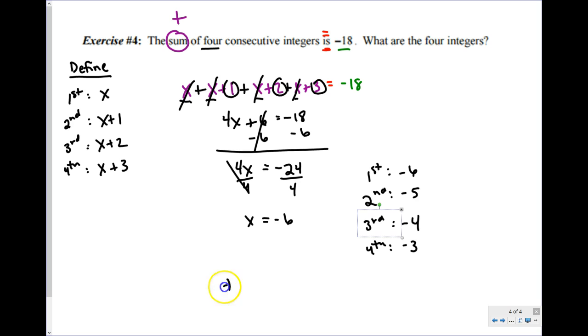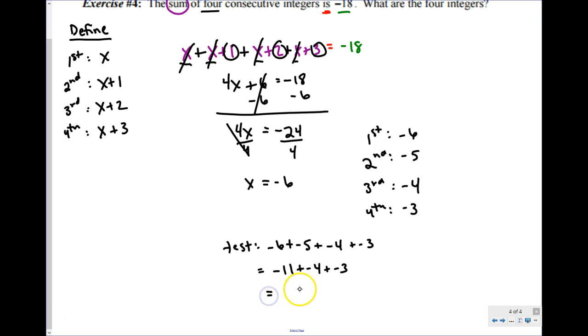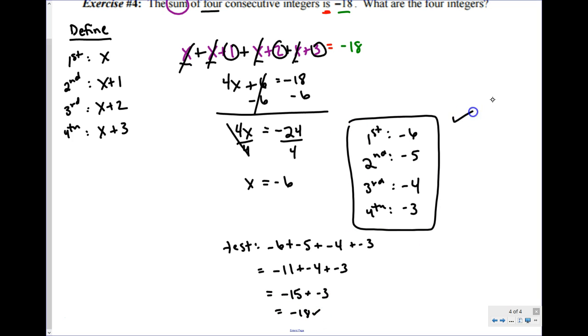Now let's test our work. Let's actually see if the sum of this is negative 18. So negative 6 plus negative 5 plus negative 4 plus negative 3. Okay, well, negative 6 plus negative 5 is negative 11. I'm using PEMDAS. Use your calculator too. Negative 11 plus negative 4 is negative 15. And negative 15 plus negative 3 is negative 18. So yes, my answer is correct. Okay?